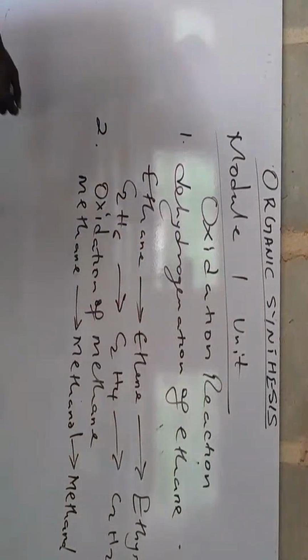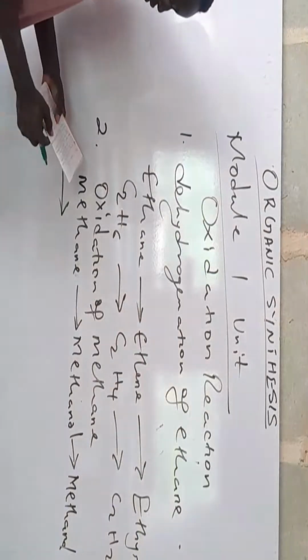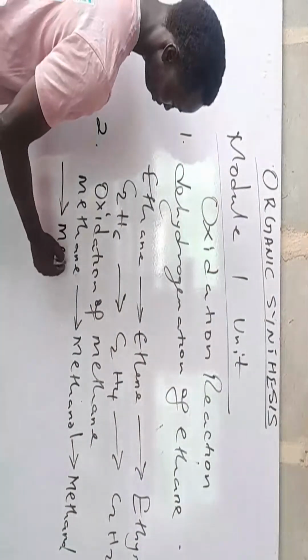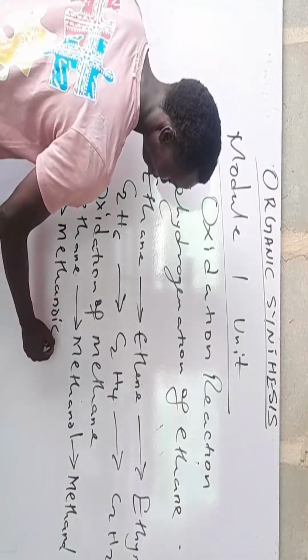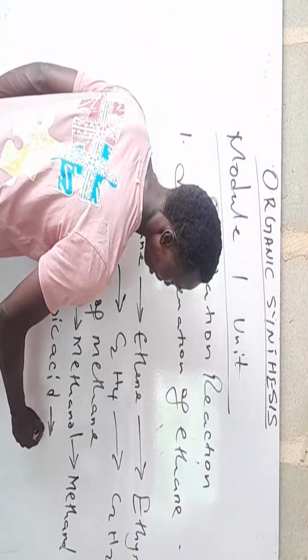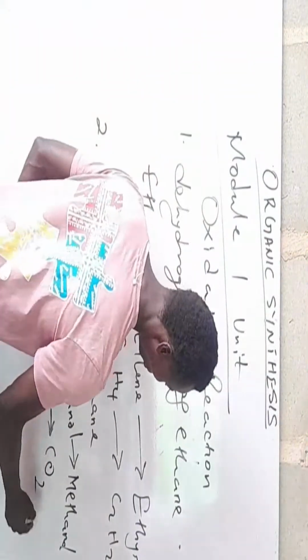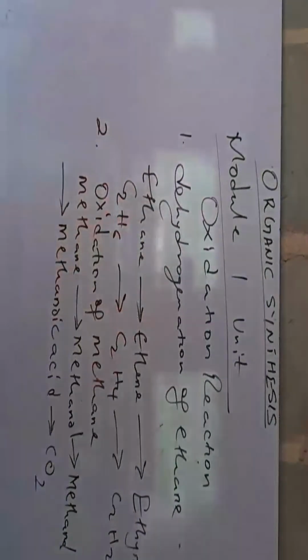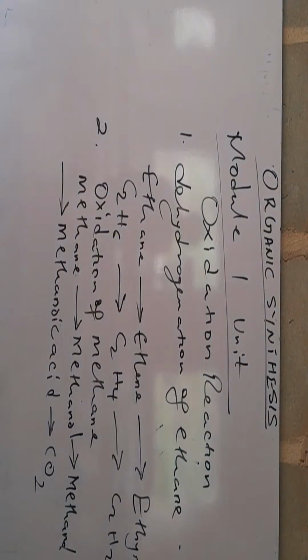Okay, methane changes to methanol, and methanol can also change to what we call methanoic acid. And eventually, methanoic acid can change to carbon dioxide, CO2. Now, if you look at this expression on the board, you realize that the oxidation taking place does not only involve the removal of hydrogen, but as the hydrogen is being removed, what happens next? Oxygen is being added to it.